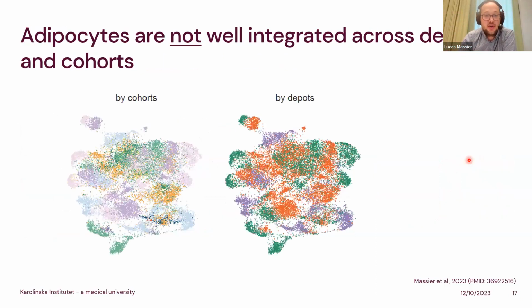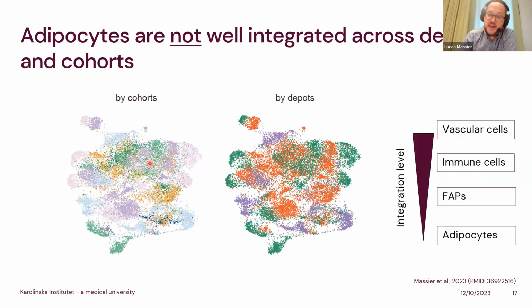Contrary, we did not find that we could integrate adipocyte clusters very well. And here exemplarily, I showed two UMAPs colored by cohorts and depots. And we see that there is not a good integration. In general, we could say that we saw very good integration of vascular and immune cells, which were very conserved across cohorts. A little bit less for fibroblasts, but we saw the least integration for adipocytes, at least for the single nuclei and single nuclei data.